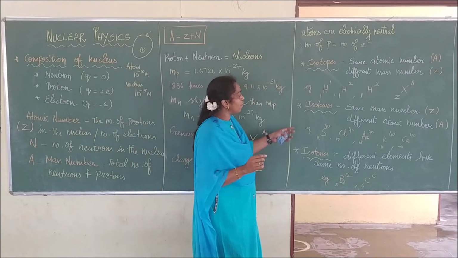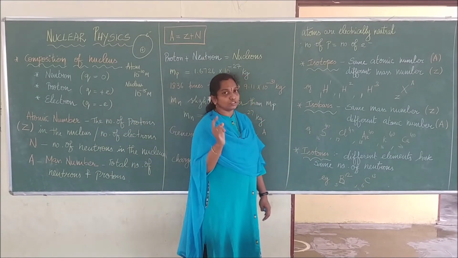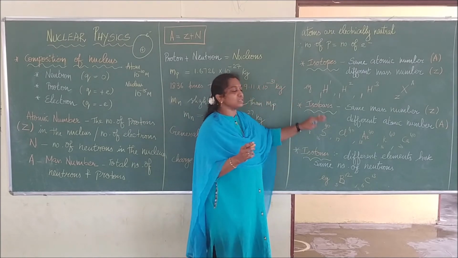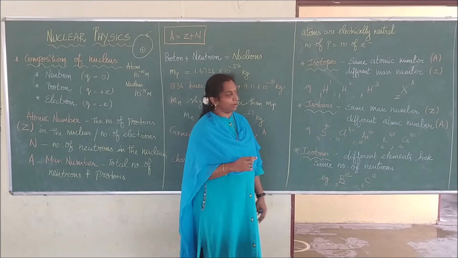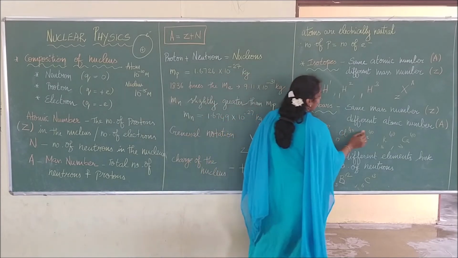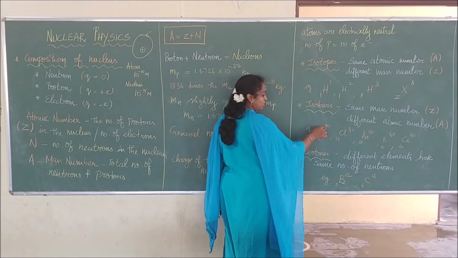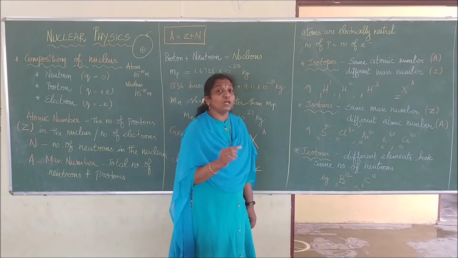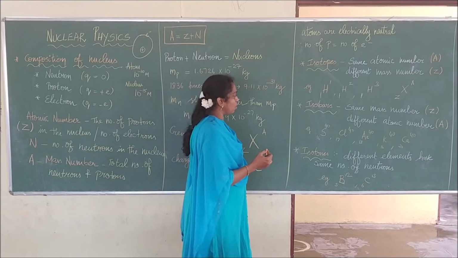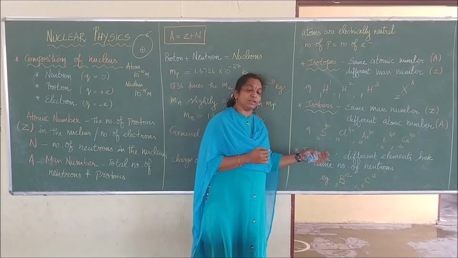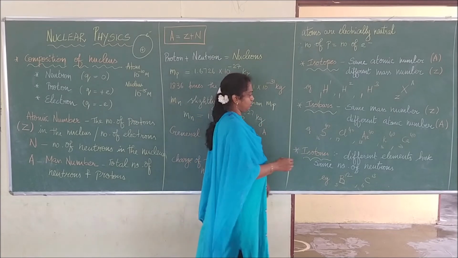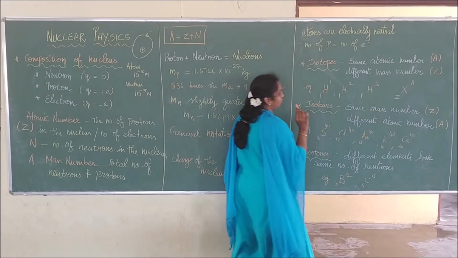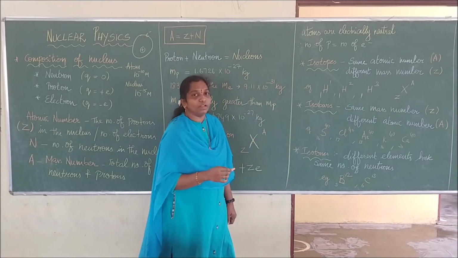Now we go for isobars. What do isobars stand for? The reverse of isotopes. They have the same mass number but different atomic numbers. The upper portion will remain the same for all these elements and the bottom portion varies. We call that isobars. So isobars means the mass number remains the same and the atomic number varies.